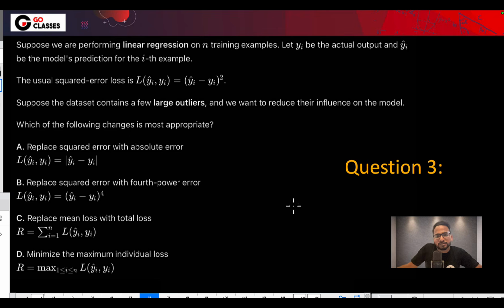Now let's see this question. This was an interesting question. In this question they are saying that you perform linear regression and you have a few large outliers. What does outlier mean? So let me just tell you.